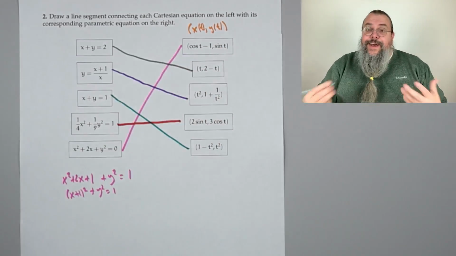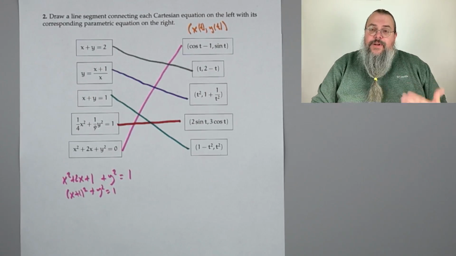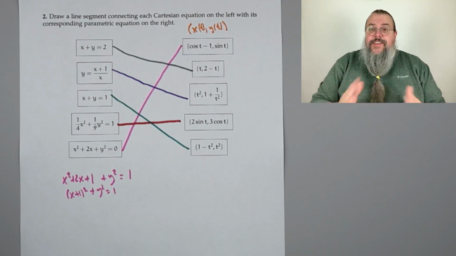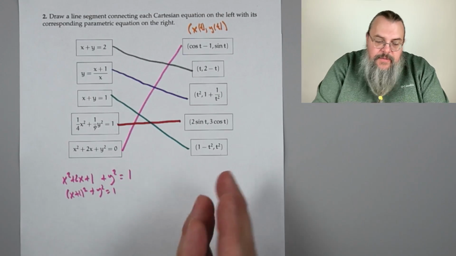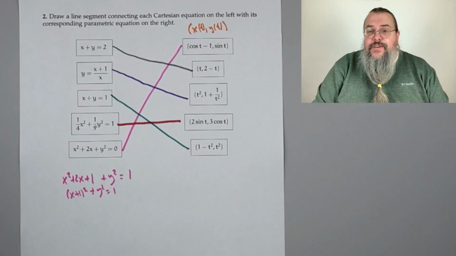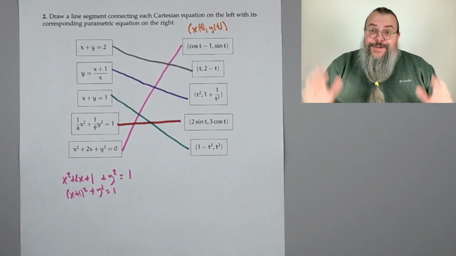That's it. That's the process. It's not so bad. You just have to think about what's going on and how to test. And it's much, much easier to go from parametric to Cartesian than the other direction. All right, so now we have 2 down. Woohoo!